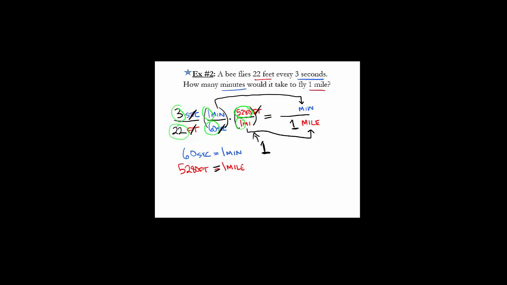1, right? You find that ratio, you divide this number by this number, and when you do that in your calculator, you will end up getting 12 minutes. So the bee flies 1 mile. It takes the bee 12 minutes to fly that 1 mile. And that's sort of how you do this. Let's do one more example.